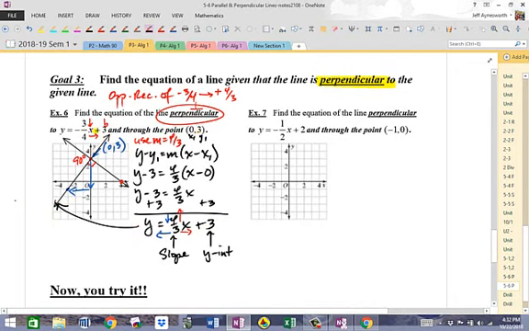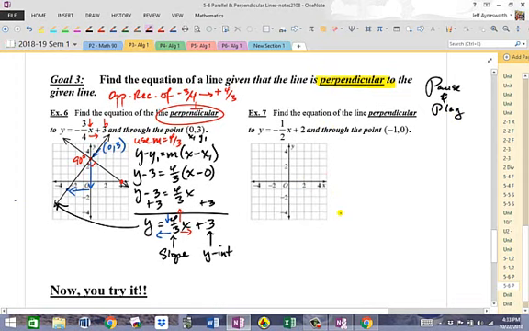Now it's your turn again. At this point, I want you to pause and play. Interact with me. Go ahead and work through it, and when you're ready, press play. All right, let's check your work.